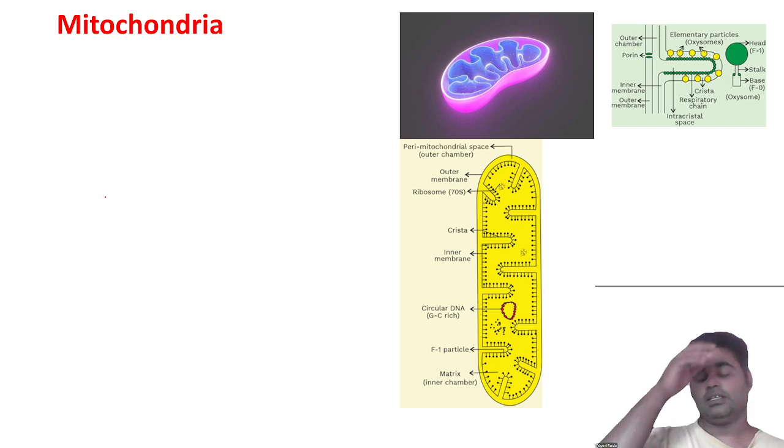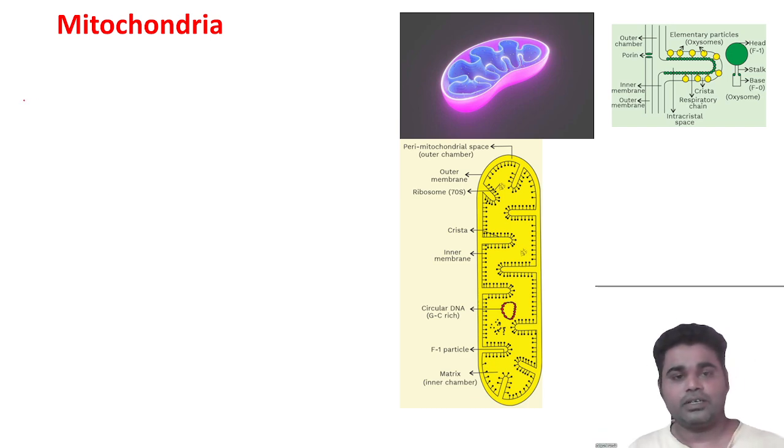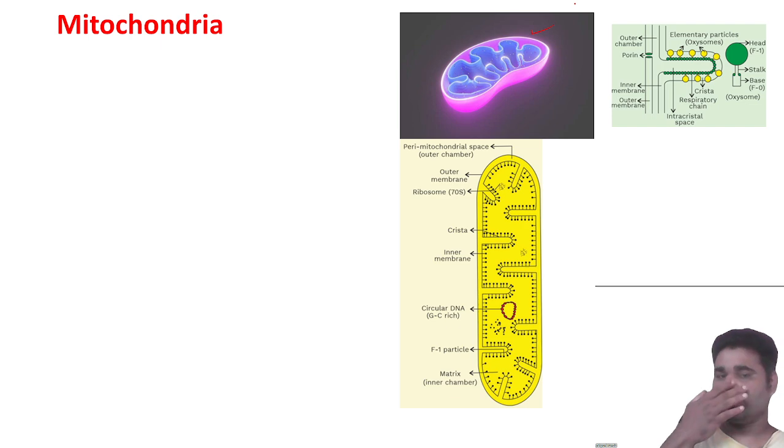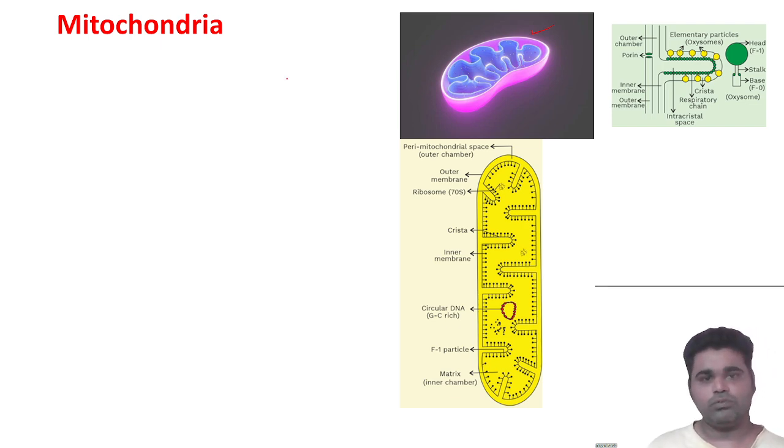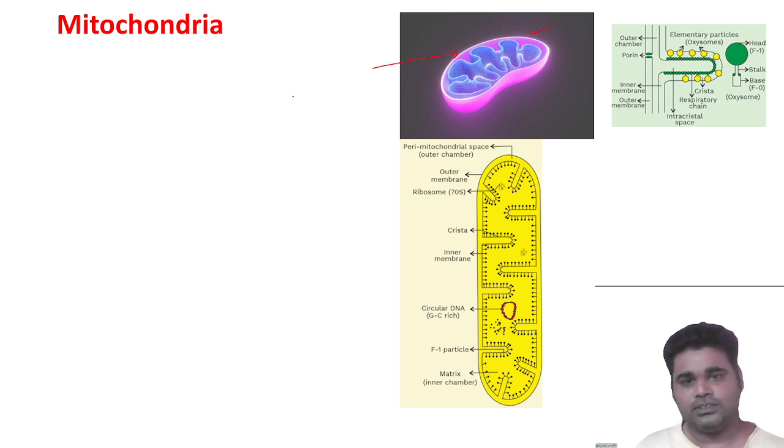structure of the organelle, or the structure of the mitochondria. Look at the structure of the mitochondria. This is the structure of the mitochondria. And the mitochondria is a double membrane bound structure. That means one is called the outer membrane. So this is the outer membrane. Another layer, here, is called the inner membrane.